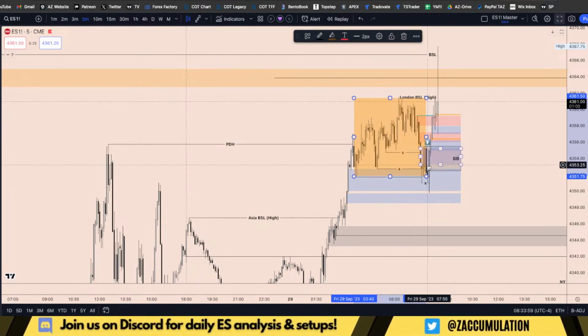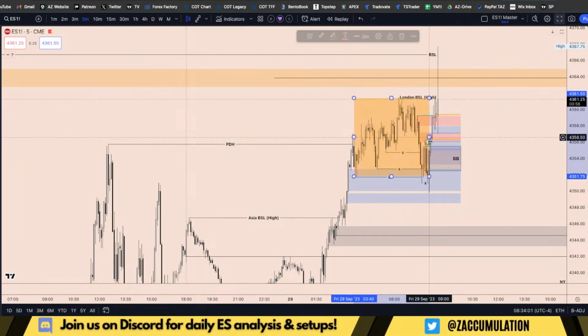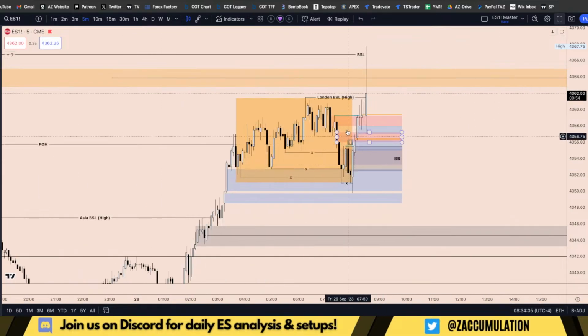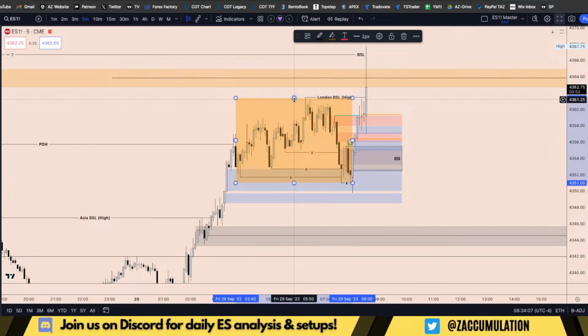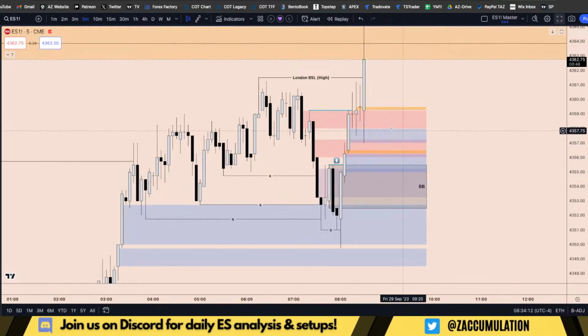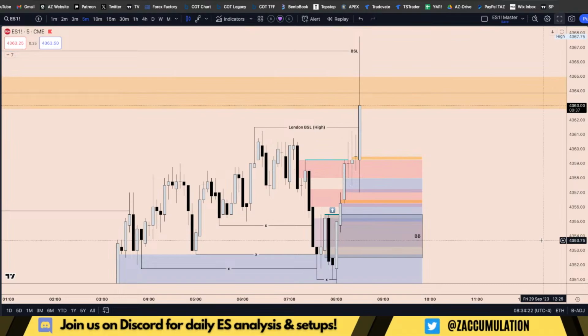And then right here before news, what did we do? We swept the low of this current range. We shifted market structure. We left behind inefficiencies. We entered right here at the high. We entered one contract right here. And the last order got filled inside of this inversion fair value gap. Yeah, and that's all it was.